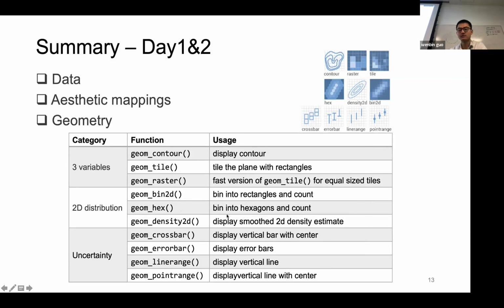The hex will use the hexagon as a representation, and we can also estimate the 2D density. This will give us a smooth version of the 2D distribution. And for the uncertainty part, we can use the crossbar, error bar, or even the point range, etc., to represent the mean and also the standard deviation for each of the observations for each of the X.